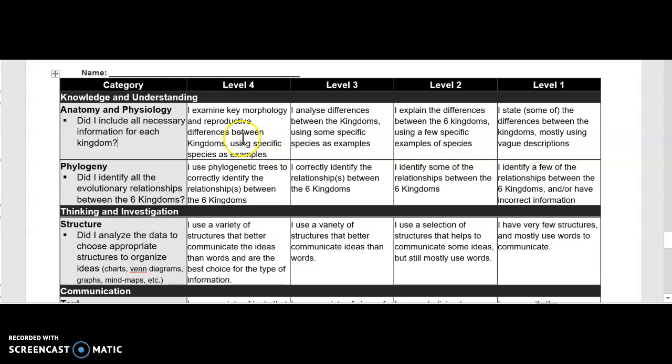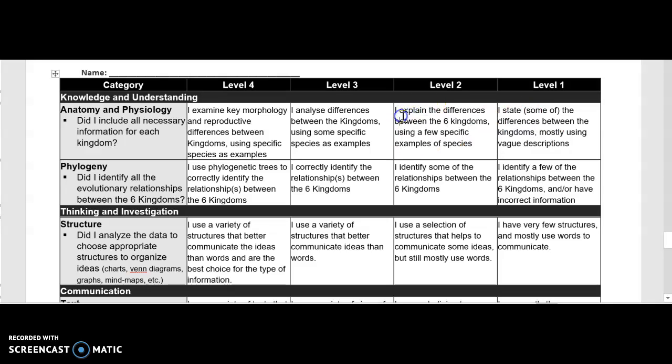As you look among the 4 categories, you'll see I use different words. Level 1 is usually you're stating something. Stating just means you say it. So you state some of the differences between kingdoms. So, plants don't move, animals move. That's stating, right? That's a level 1. All you did is say that. You haven't really done anything different.